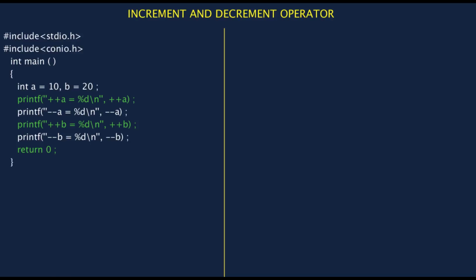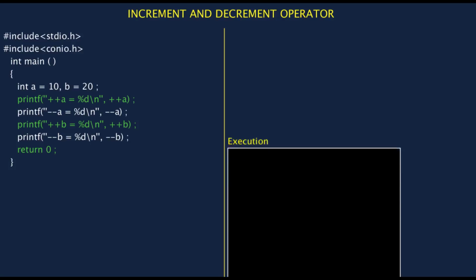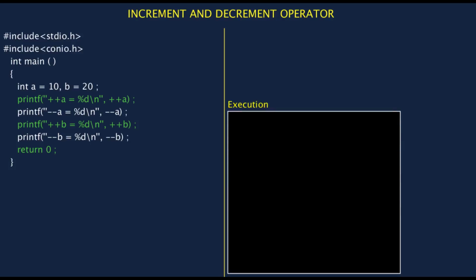And now let's see the execution of this program, what we will get when we compile and run this program. And now this is the execution window. Now let's see what we will get. First it will print the value ++a = 11, that is a incremented by 1. And then it will print --a = 10, that is a decremented by 1.